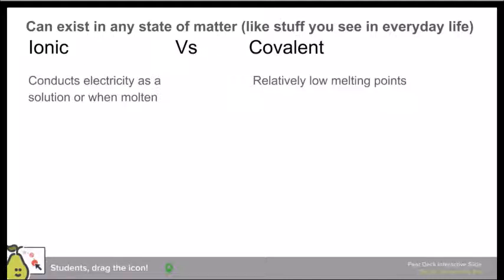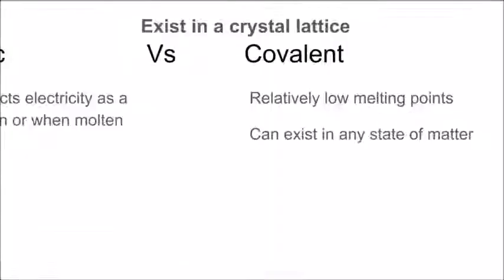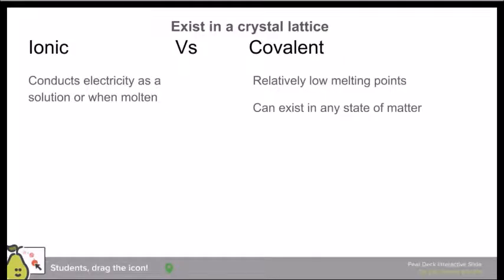Okay, I'm getting lots of answers. Let's see how you did. The covalent can exist in any state of matter. You get some that are very, very light and they're gases, so think of oxygen gas. Then you get some that are liquids, and you can think of things like bromine or water that are actually a liquid at room temperature, normal conditions.